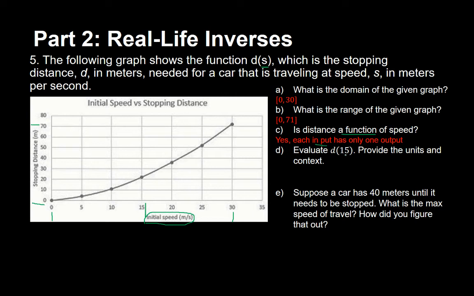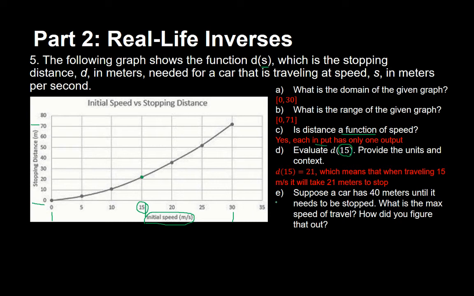Evaluate D of 15. This is function notation, and it's saying plug 15 into the function. We don't have the equation to plug it in, so we look at our graph, and we look for where 15 is the input, the speed. It's asking us to evaluate to figure out what the distance is. So that's right here, and that distance looks like a little past 20. So I'm going to say D of 15 is 21. And that means when you're traveling 15 meters per second, because that was the input, it will take 21 meters to stop.